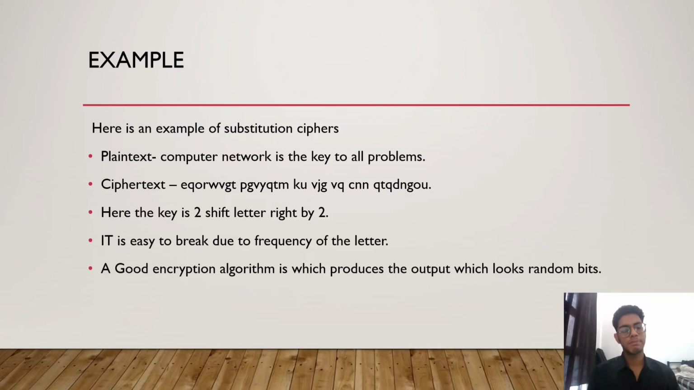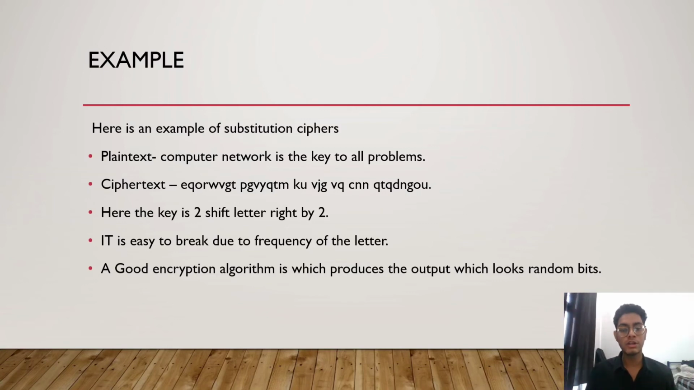Now let us have a look at an example for the substitution ciphers. Here we have a plain text, which is computer network is the key to all problems. Now converting it into ciphertext. Here we switch the letters by two, like C becomes E, O becomes Q, M becomes O. So for C I leave D and I take E, so I am shifting the letter right by 2. Here the key is 2, the symmetric key is 2. Now, while encoding and decoding, we will be using the same key too, but it is easy to break due to the frequency of the letters.